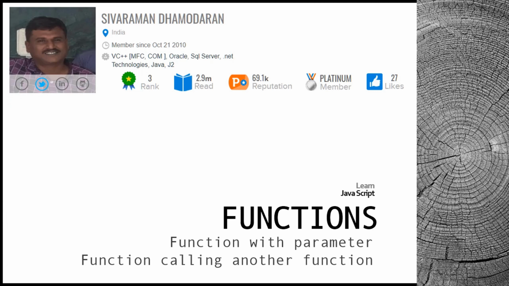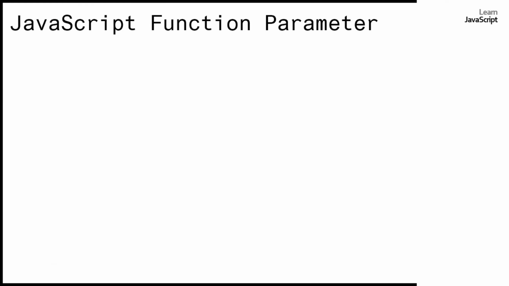In the last video we created a basic function and saw how we can invoke that function. But that function doesn't take any parameter and it doesn't return any value to its caller. Now here in this video tutorial we will look at a function with a parameter. We will also see how a function can be invoked from some other function. JavaScript function with parameter. So that's what we are going to see in this learning series video.